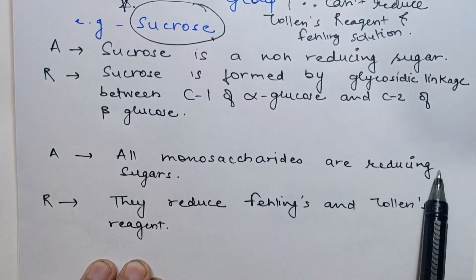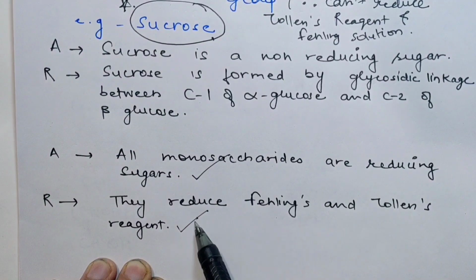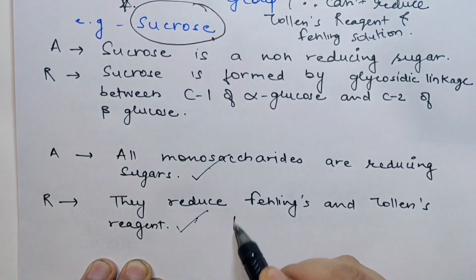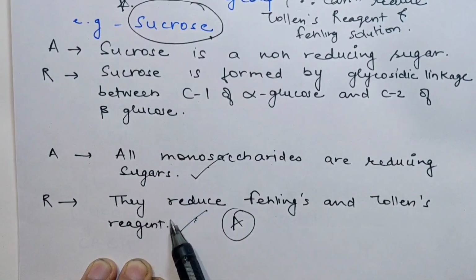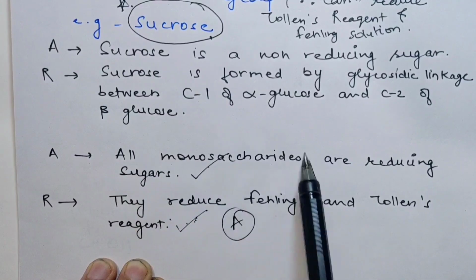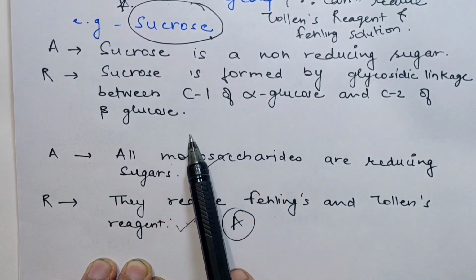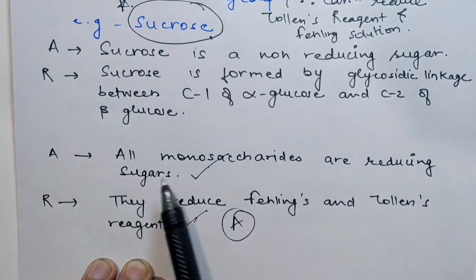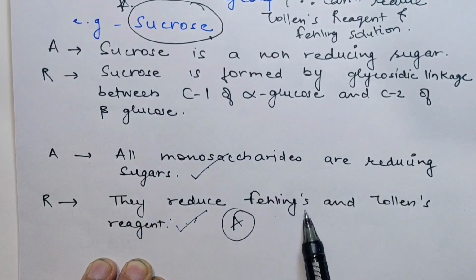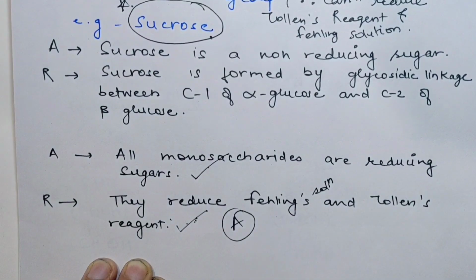Assertion: All monosaccharides are reducing sugars. The statement is correct. They reduce Fehling's and Tollens reagent. Again, correct, and a correct explanation of the assertion. So the answer for this is A. Assertion is correct, reason is correct, and reason is the correct explanation for the assertion. Even if it had any monosaccharide or even maltose or lactose, the two disaccharides, the statement would be correct. Maltose and lactose are reducing sugars because they reduce Fehling's solution and Tollens reagent.